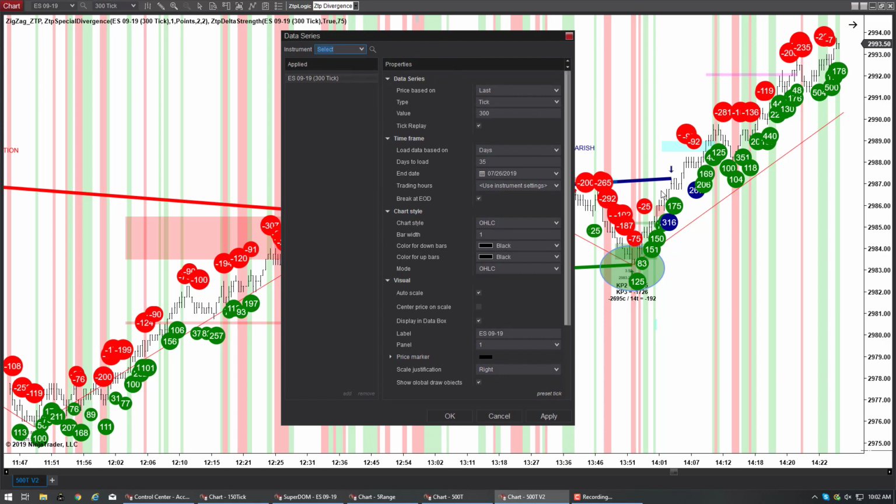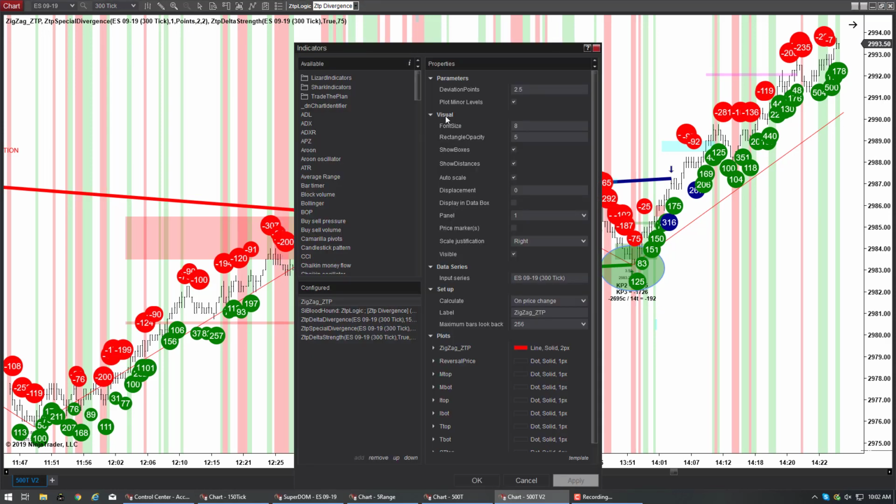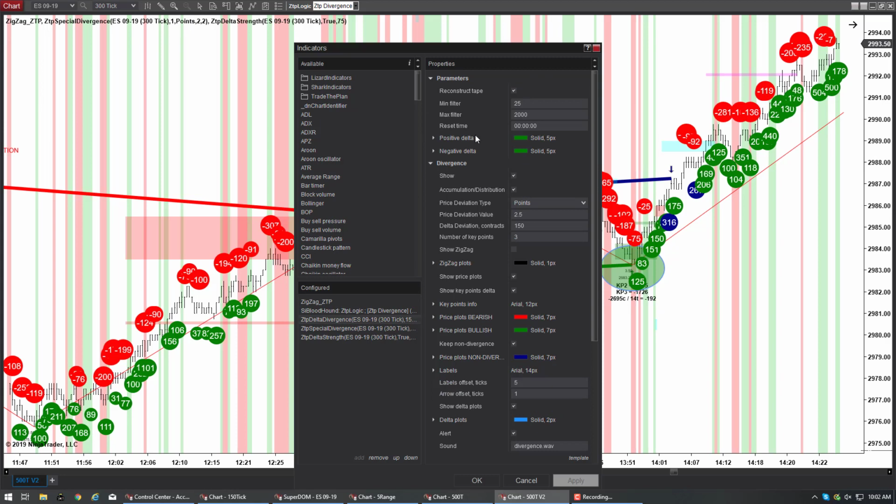So what we're looking at here is a simple 300 tick chart with tick replay engaged, the zigzag ZTP set to 2.5, the delta divergence set to reconstruct tape, 25 minimum, 2.5 for price deviation, deviation contracts of 150, and 3 for the key points. Make sure that you check the keep non-divergent, and you want to show the price plots and the key point data.